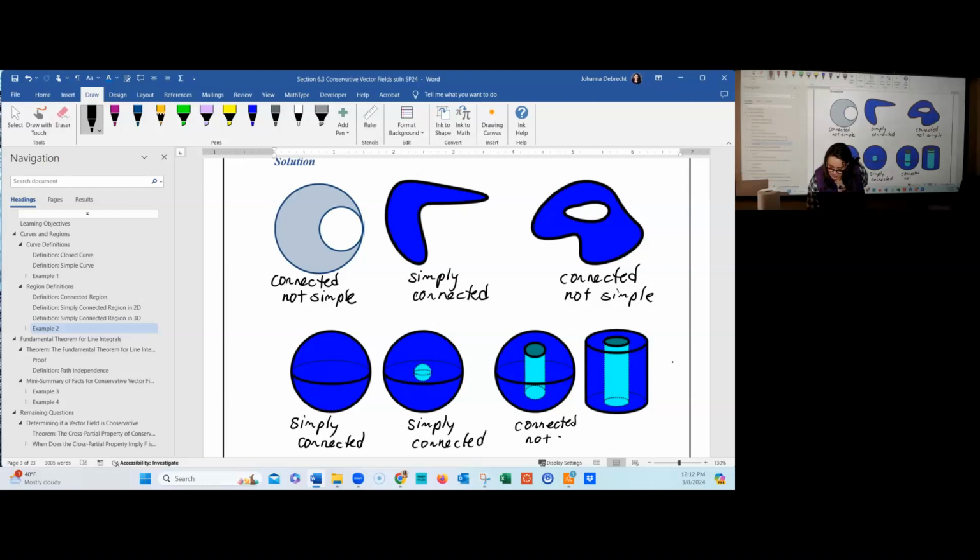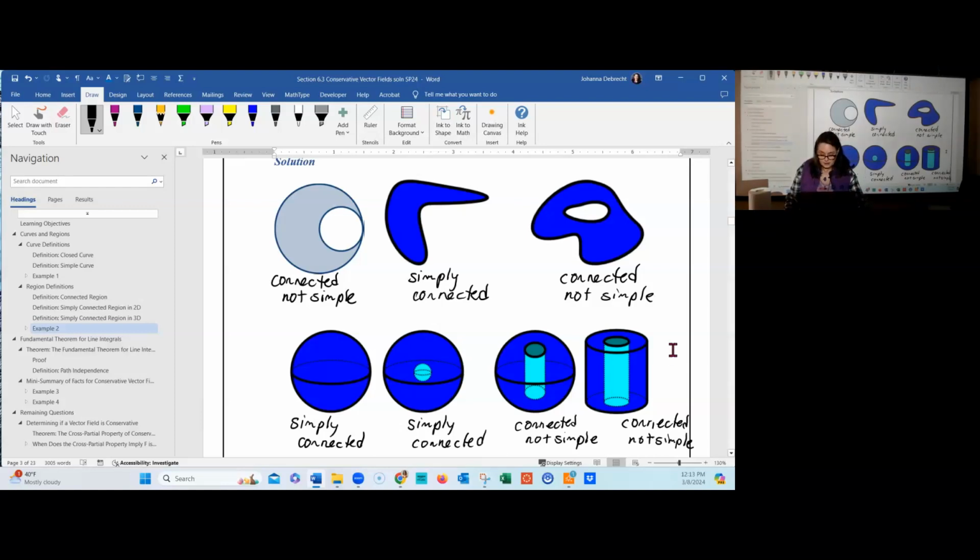What about the next one? Well, the next one basically is our toilet paper. It could be toilet paper or paper towel roll. It's the same. It's just a cylinder with a hollow tube through the center of it. And because that hollow tube goes all the way through, it is connected, but it is not simple.